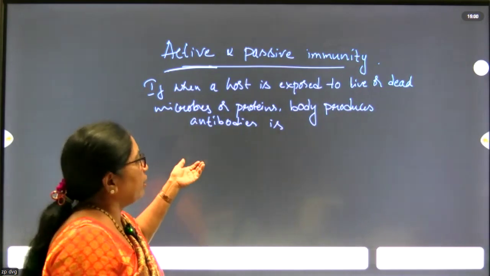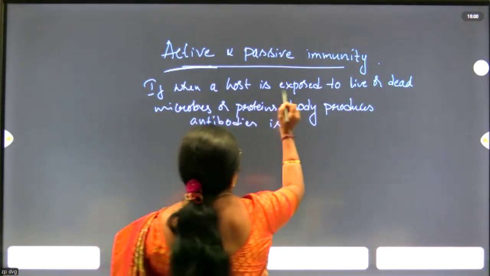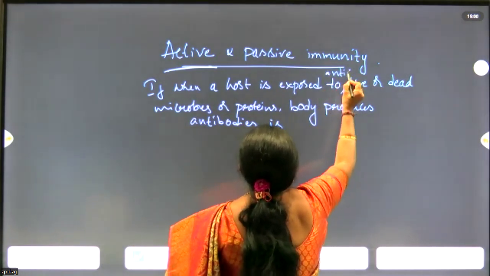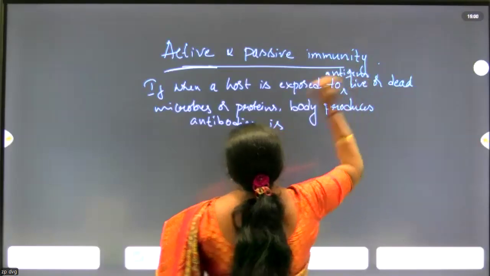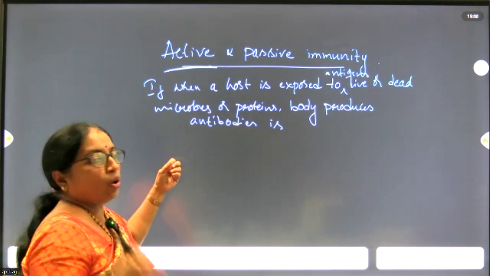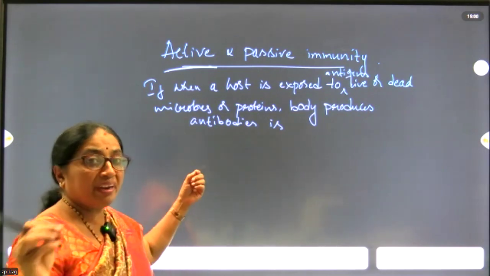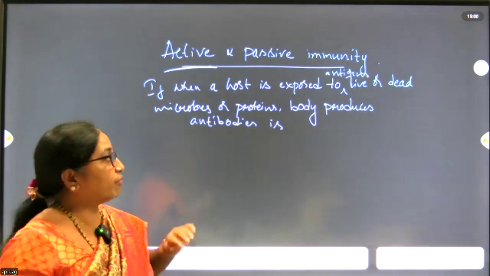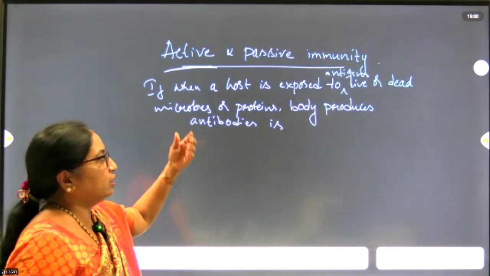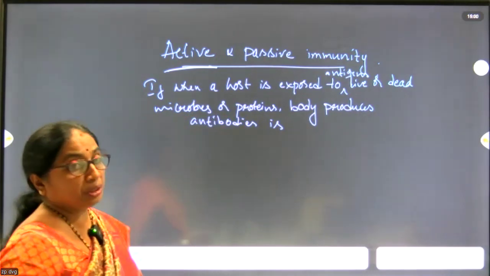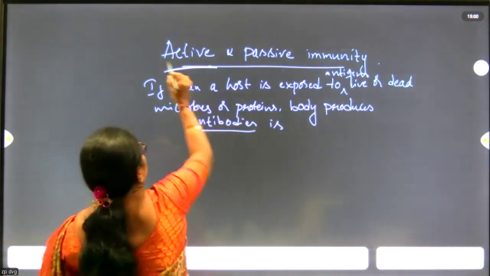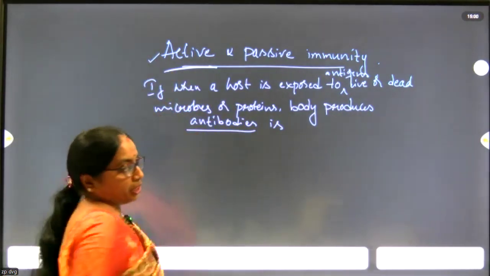So it might be any antigen. When a host is exposed to antigens, live or dead microbes. An antigen may be any foreign particle or any foreign substance, or any microbe like a virus or a bacteria or a fungi or whatever it is. So they can be considered as antigens. The dead microbes can also act as antigen and they can stimulate the immune system to produce the antibodies, which is referred to as active immunity.